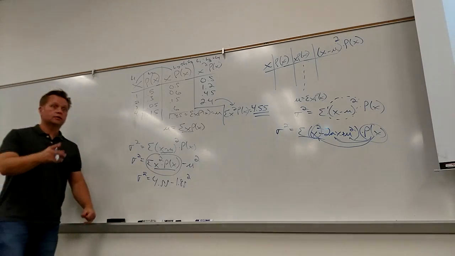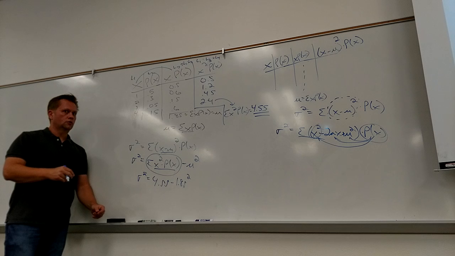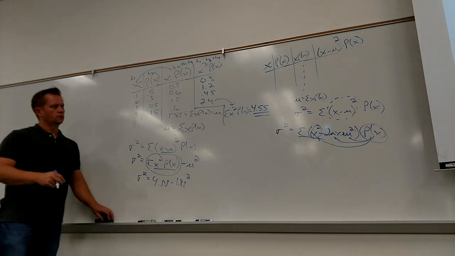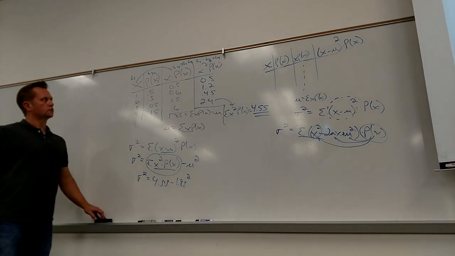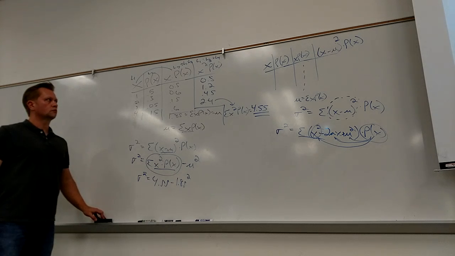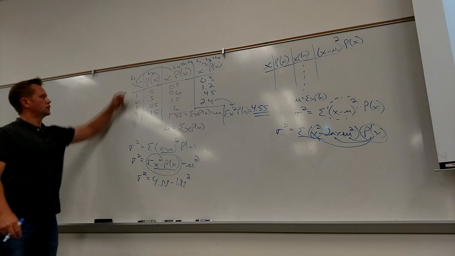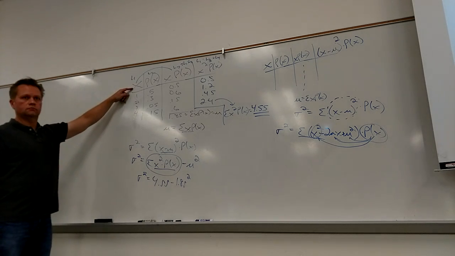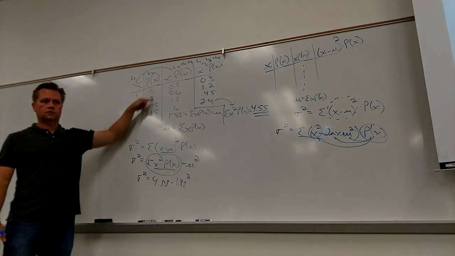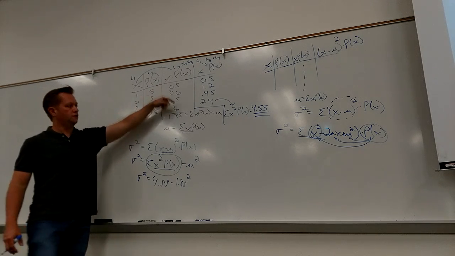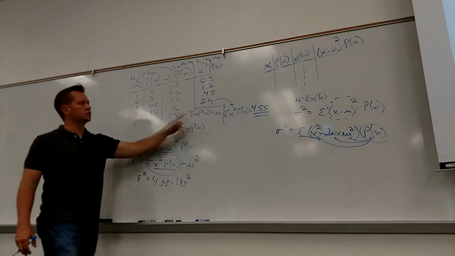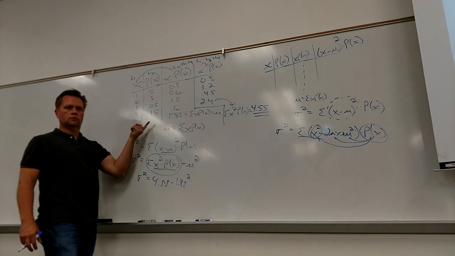I have a question. Yes. I think I'm going to get confused with the x and the x, like x times p of x. I'm going to get confused by what numbers I should use. So this column is the x's, and this column is the p of x's. If I have a formula that needs x times p of x, I just multiply these together.